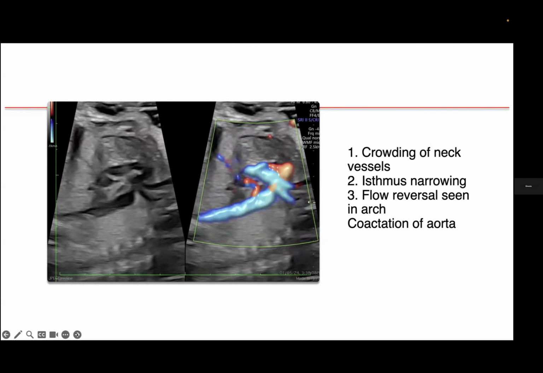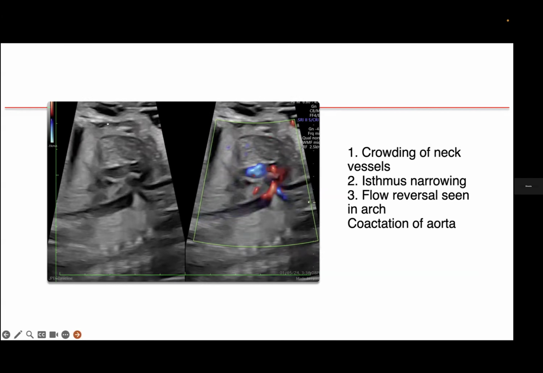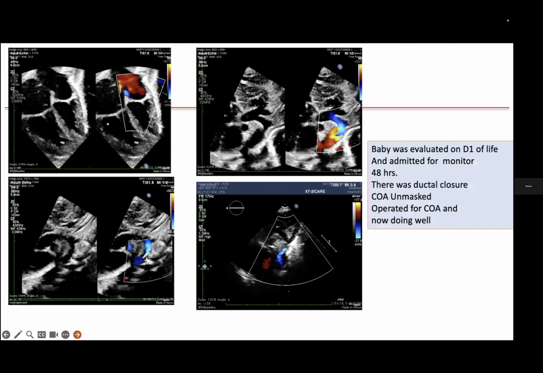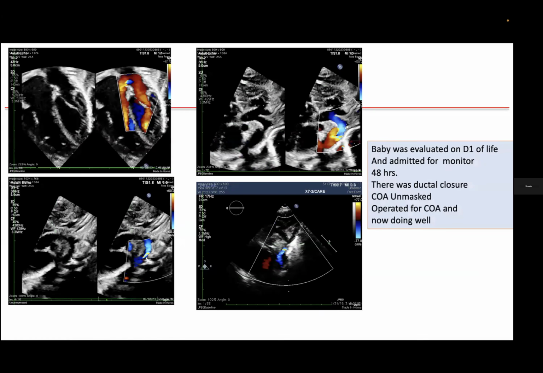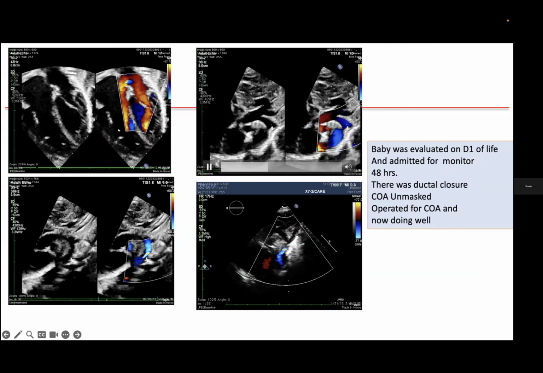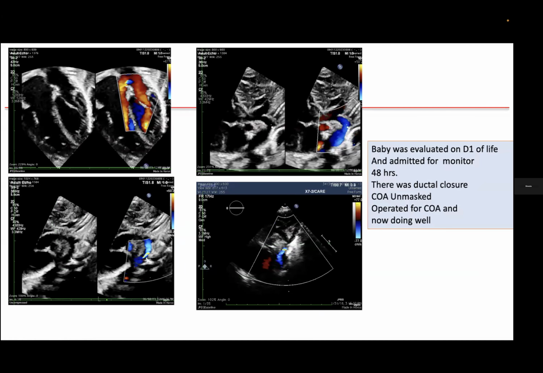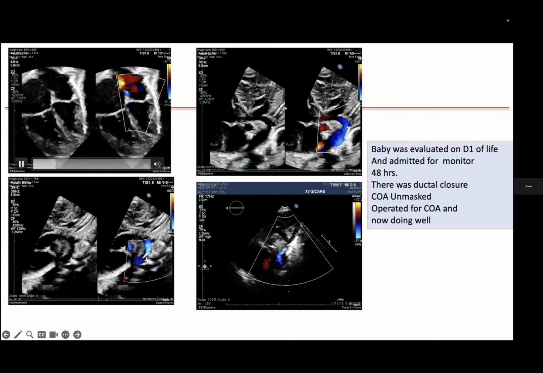So this is the baby who is going to present with coarctation of aorta and should be delivered close to the cardiac center, and the neonatal team should be ready to handle it. Especially, prostaglandin should be kept ready, and we should avoid giving oxygen to these babies after birth. Now let's see what happened to this baby after birth.